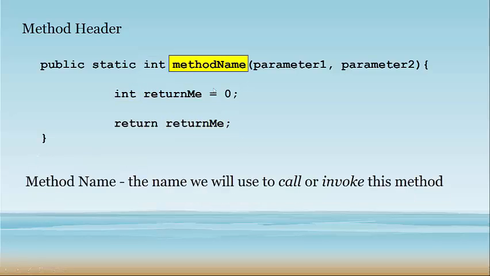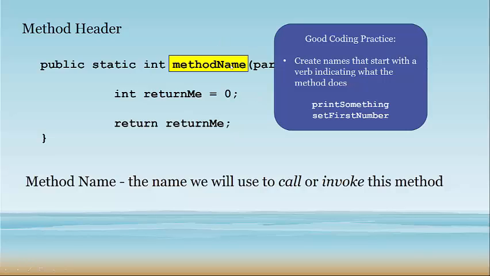This is the method name, and the method name is pretty self-explanatory, I think. That would be similar to random, like we were looking at with our math example. This is the name of the method. This is what I would use to call or invoke this method.